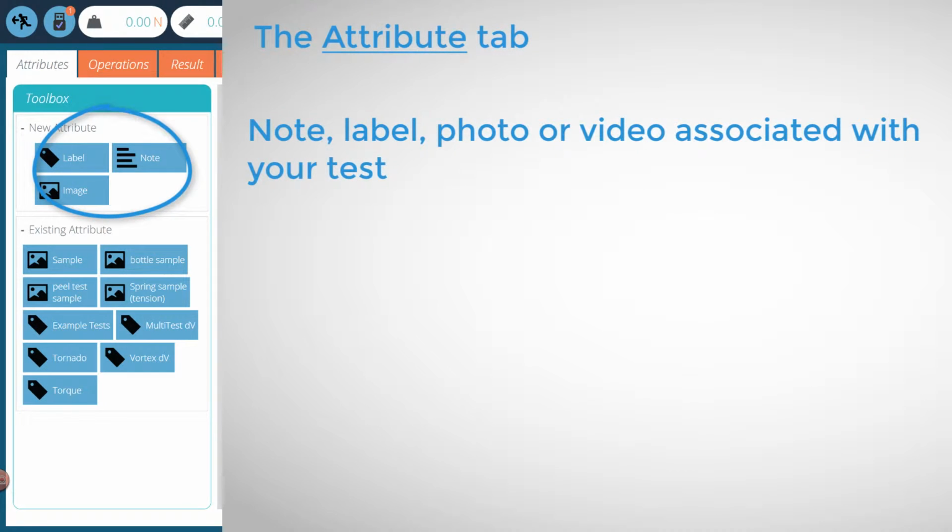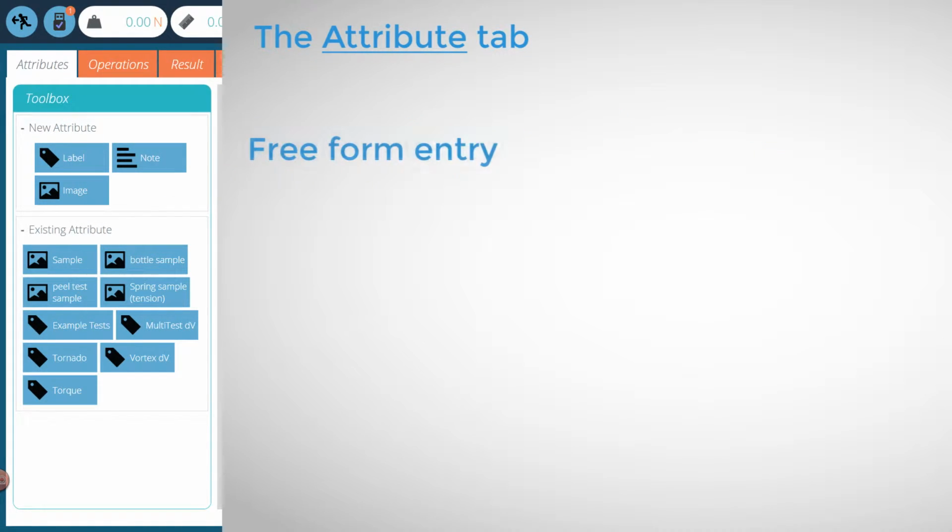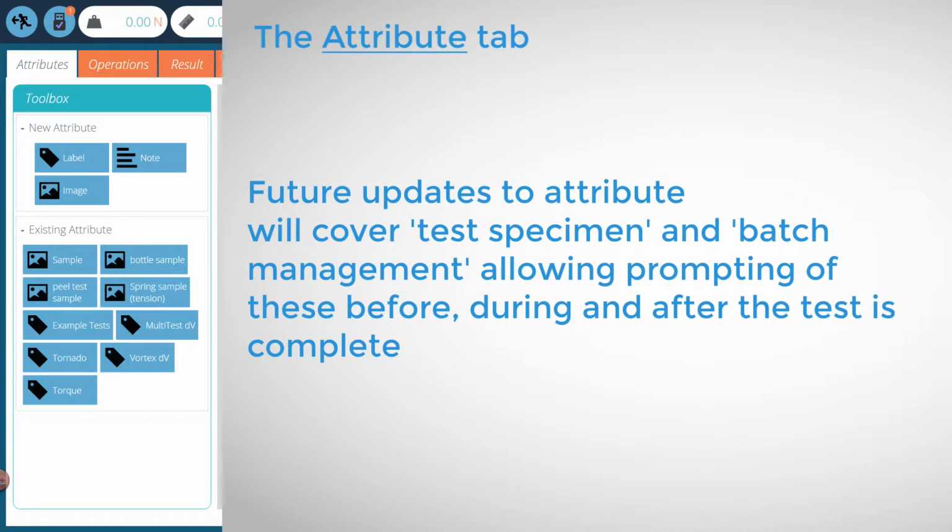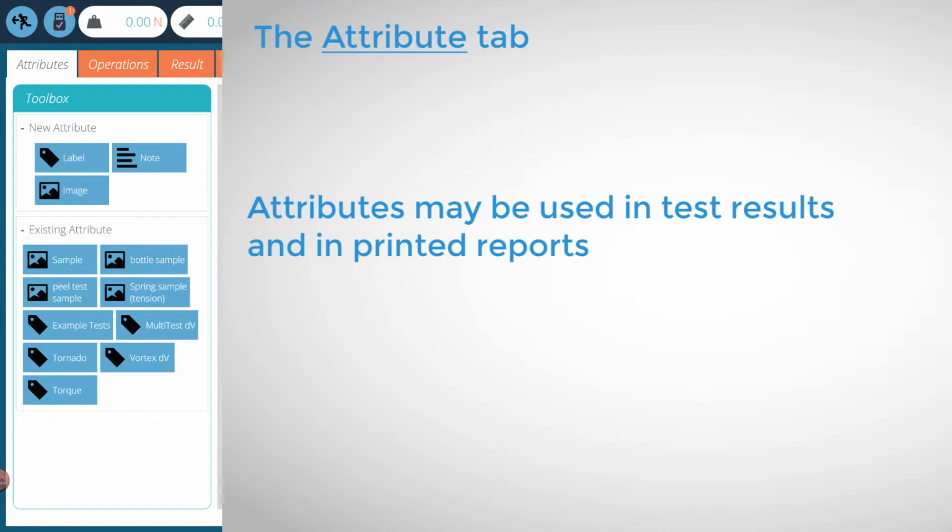Attribute. An attribute is a note, label, photo or video that is associated with your test. They're free-form entry, so anything goes. Photos are taken using the webcam attached to your PC or tablet. If there's no camera attached, then no photos can be taken. In the future, we will extend the concept of attributes to the test specimen and batch management, and also be able to prompt for batch, test and specimen attributes before, during and after the test is complete. Attributes may be used in your test results and also in printed reports.